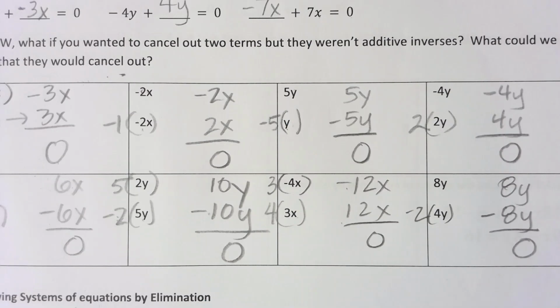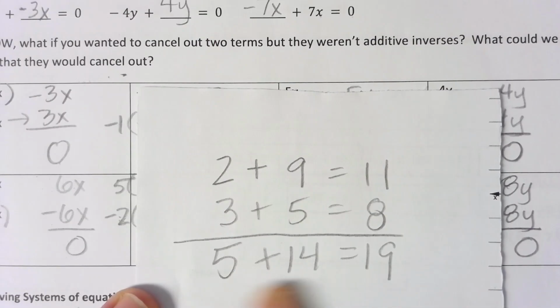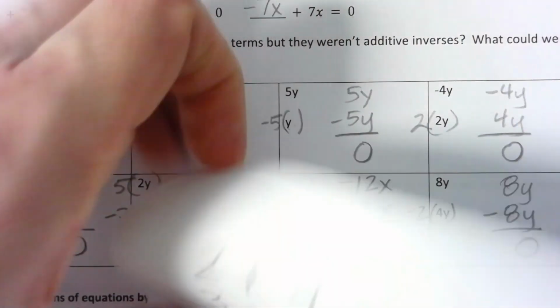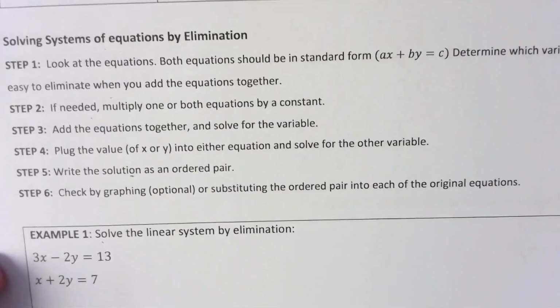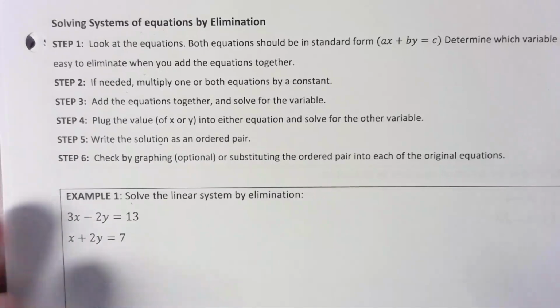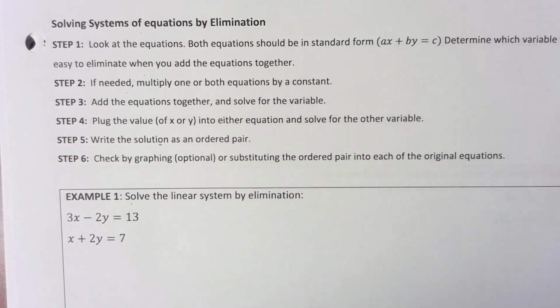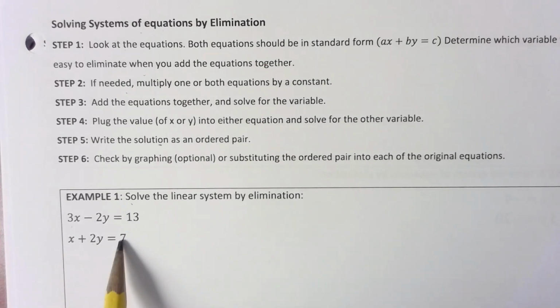Okay. With that in mind, and with this in mind, that you are allowed to add two equations together and get another true statement, let's look at solving a system by elimination. So let me come down here. Now I have the directions here for people who like directions. This says look at the equations, and both equations should be in standard form, which these are: ax plus by equals c, ax plus by equals c. Determine which variable is easy to eliminate when you add the two equations together.